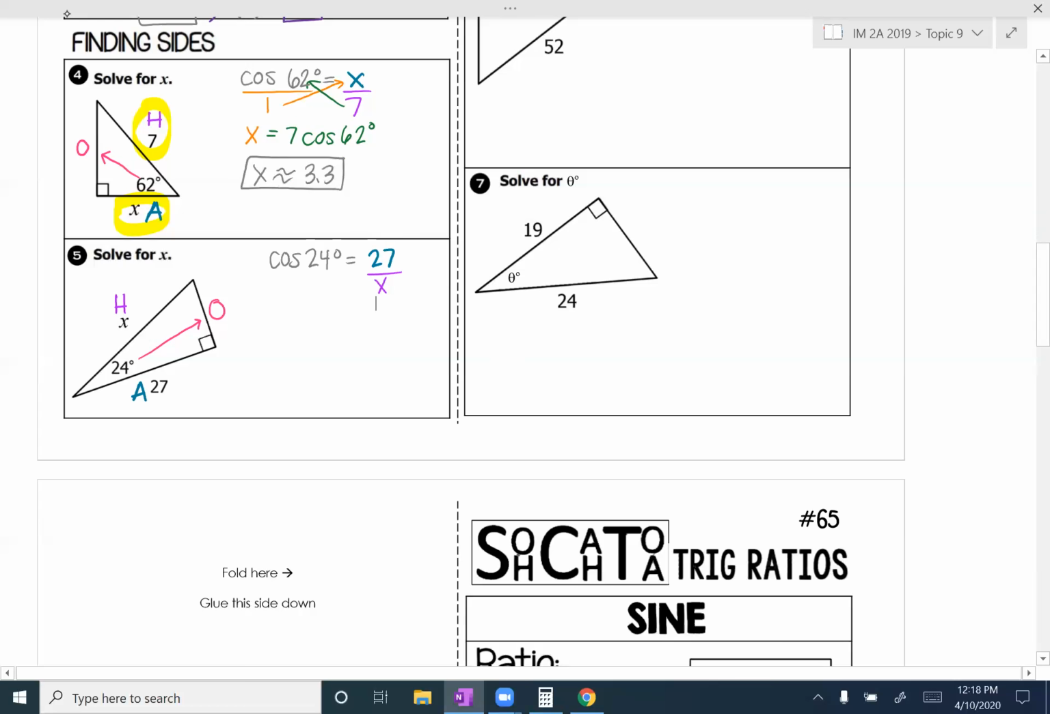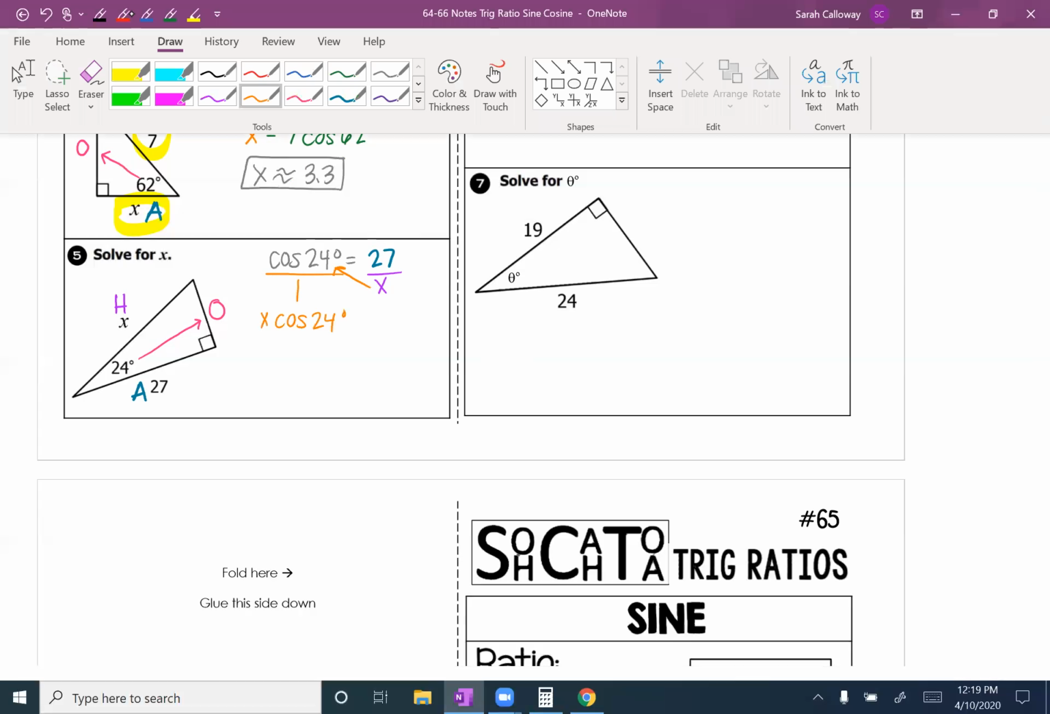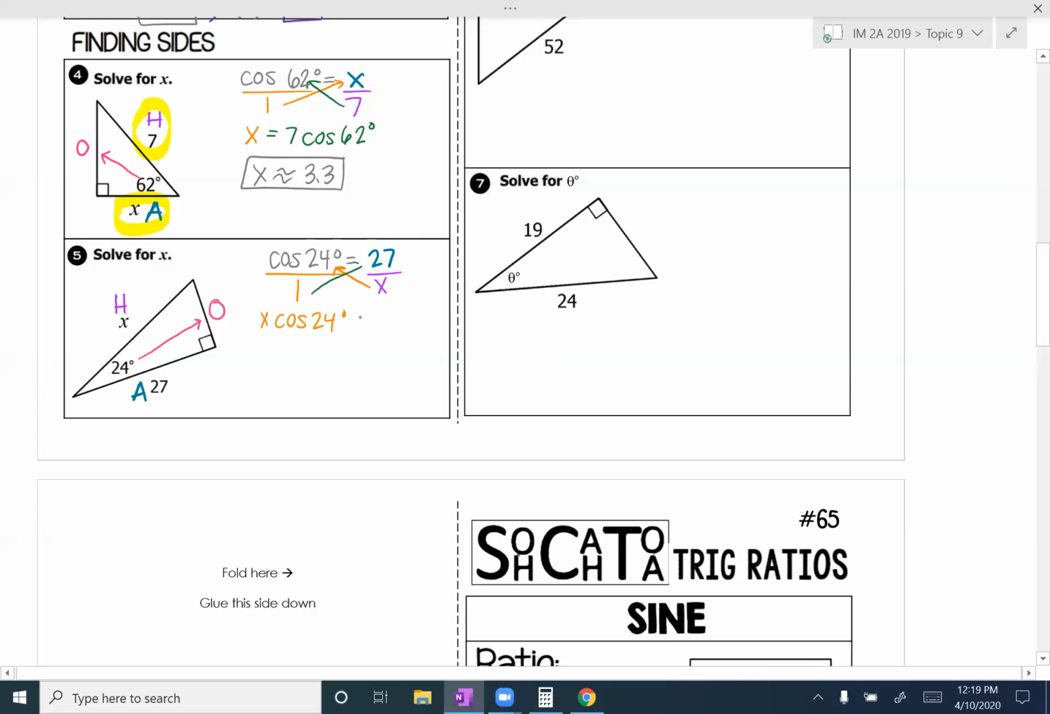Just like we did in the last one, we want to put cosine of 24 over 1 so that we can cross multiply. We always want to start with the cross that will give us x. So if I multiply 1 times 27, that's not going to give me x. So I want to multiply x times cosine of 24, and then multiply 1 times 27 and put that on the right side. So then that gives me x cosine of 24 is equal to 27.